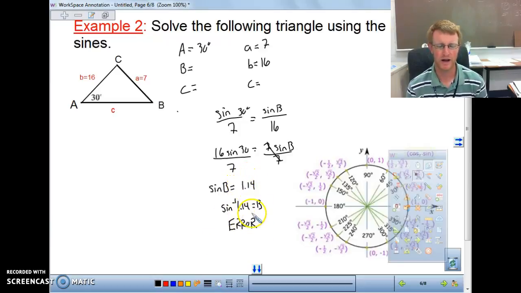So therefore, we're getting an error. So what does that mean? What does it mean for us to get an error? Well, it means that the angle doesn't exist. So that means this triangle doesn't exist.